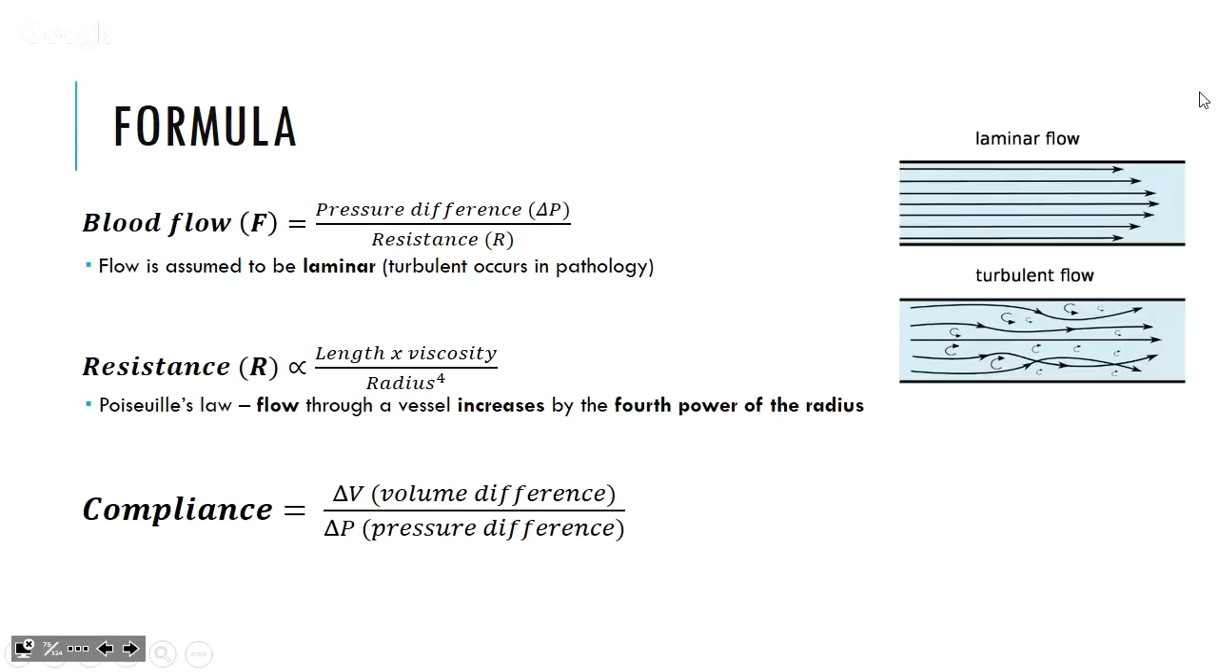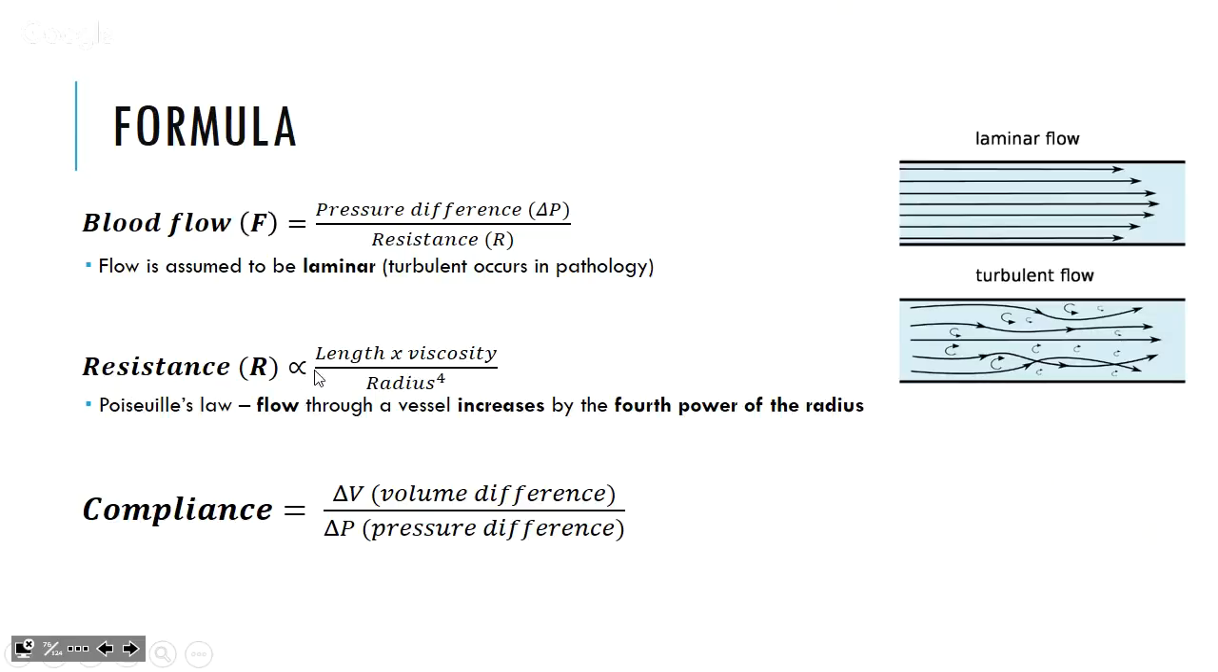Okay, so here are some of the formulas. I think it's good to know them just in case you get some of those maths questions. So blood flow equals the pressure difference over the resistance. So obviously an increase in resistance will decrease flow, and an increase in the pressure difference will give you increased blood flow. As you guys may remember, blood flow only occurs when there's a difference in pressure. So blood will only flow from a high pressure to a low pressure point.